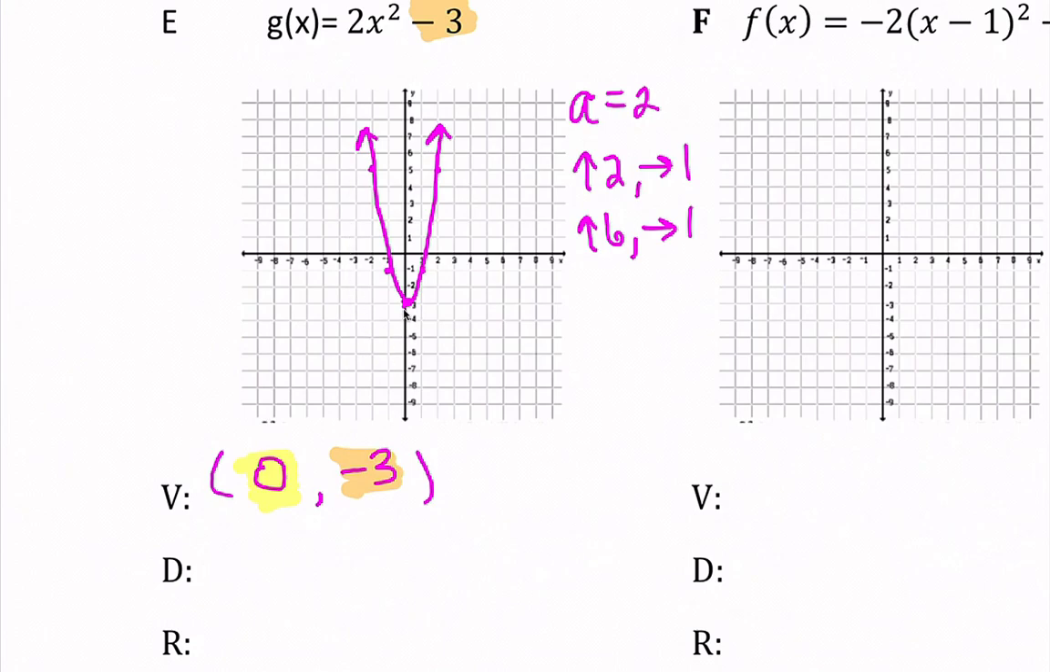Okay, so domain is x's, left and right. As I scroll to the left, it goes forever. As I go to the right, it goes forever. That's all real numbers. Range is up and down. Well, from my vertex, I see that it goes up forever. So y up forever is greater than or equal, and it goes up from this vertex. So I look here. The y of my vertex is negative 3, so it goes up from a height of negative 3.